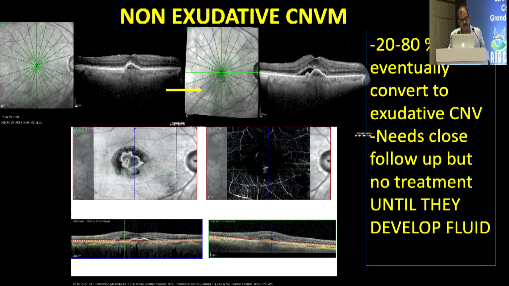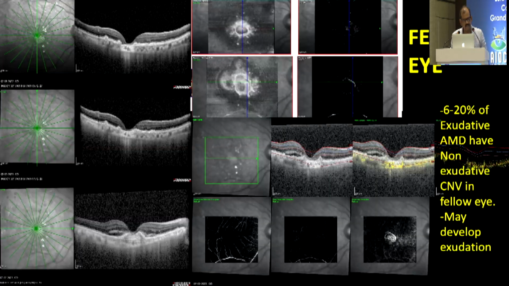20 to 80% of the non-exudative CNVMs eventually convert to exudative choroidal neovascular membrane, and they need close follow-up, but no treatment is required until they develop exudation. So detection of these non-exudative CNVM, which can only be possible effectively on OCT angiography, is important. Similarly, in patients you are treating for neovascular AMD, the fellow eye examination is also important. These fellow eyes may have non-exudative membranes which may be missed.